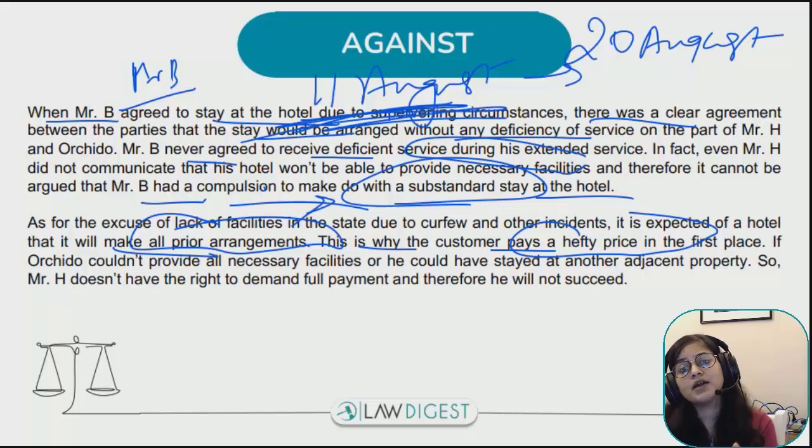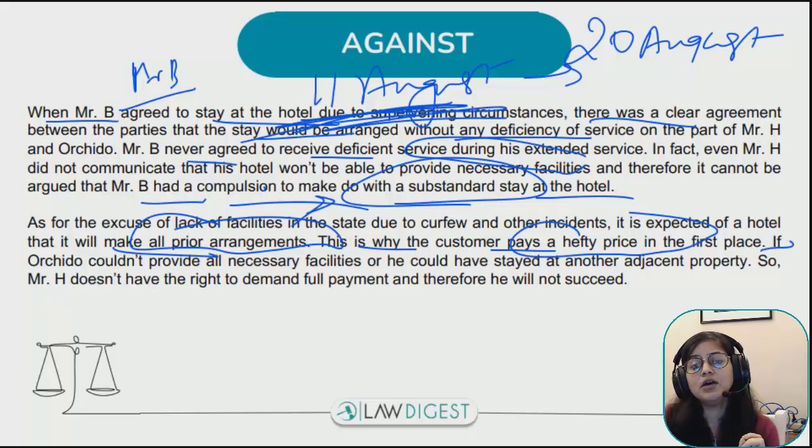We do not expect that in a flood situation or in rains. There could have been rains as well. What if there was excessive rain, and the staff could not have moved out? Even in those situations, it could have been expected that basic facilities will be met, which is why these hotels charge hefty prices, and it was expected of them that all these unforeseen circumstances will be taken care of in that price tag which the hotel has.